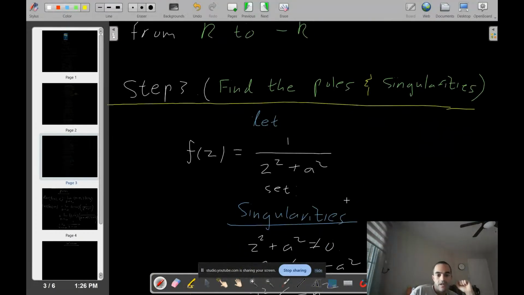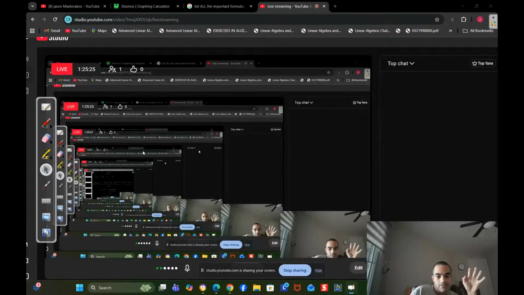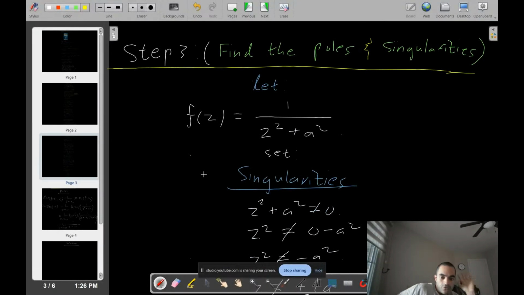Now, step three, we need to find poles and singularities. So how do we do that? Well, we just apply those formulas I mentioned above. But before doing that, let's get the singularities before we do the poles. A singularity is what can be defined in the denominator of your complex function.